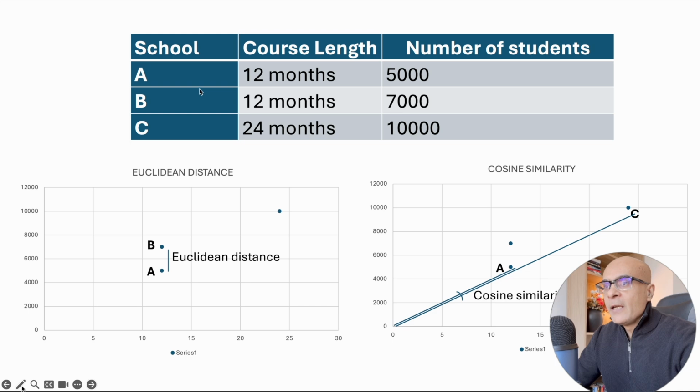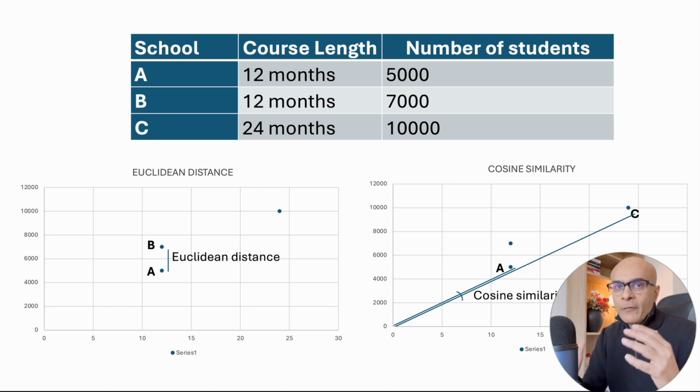So both the schools A and B have got similar value in absolute terms, and for this reason both the schools will have a very short Euclidean distance. But now if you take school C, it is a larger school. It has got a course length of 24 months as well as number of students equal to 10,000. And if you take the proportion of number of students to course length, you will see that school C is very close to school A, because school A also has got a similar proportion. So even though the absolute values are not matching, the proportion of different attributes are very similar.